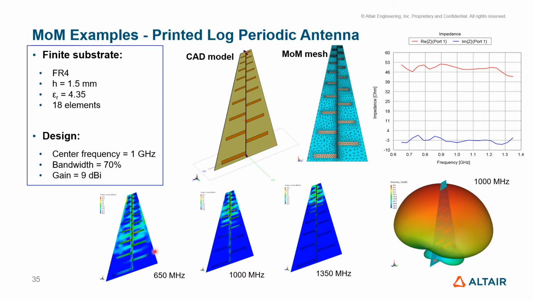So here you can look at the currents on the surface of the antenna at 650 megahertz, 1 gigahertz, and 1.350 gigahertz. You can see that at a lower frequency, the currents spread over the structure. As you go to higher frequency, they go to the higher end of the antenna here. You can also see it's around 50 ohms input impedance: the real part is close to 50 ohms, and the imaginary part is close to zero. The radiation pattern looks nice as an omni pattern that we normally expect from a log periodic antenna.